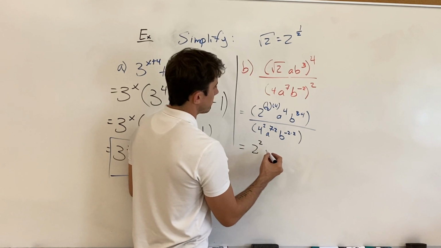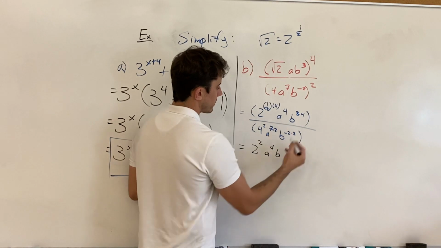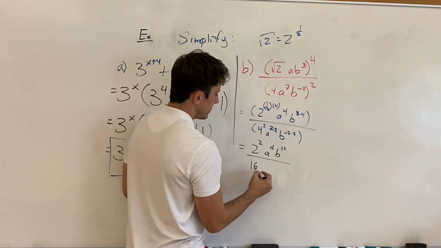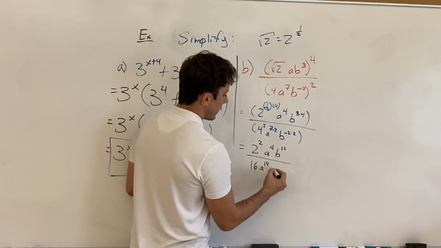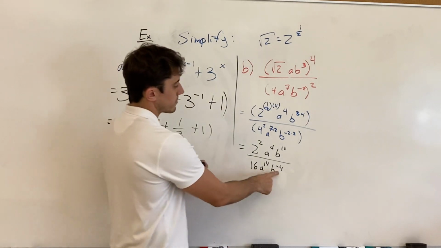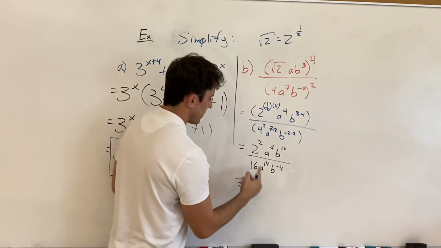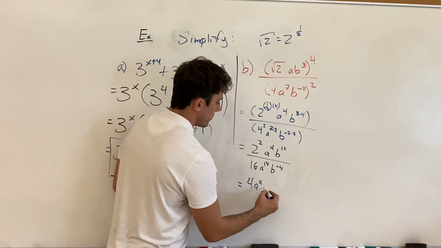Next we have a to the 4, simply. And b to the power of 3 times 4 means b to the 12. All over 4 squared, that is 16. a to the 7 times 2 means a to the 14. And b to the negative 4. Remember, a negative exponent means reciprocal, right? And so now we can write this as 4 a to the 4, b to the 12.